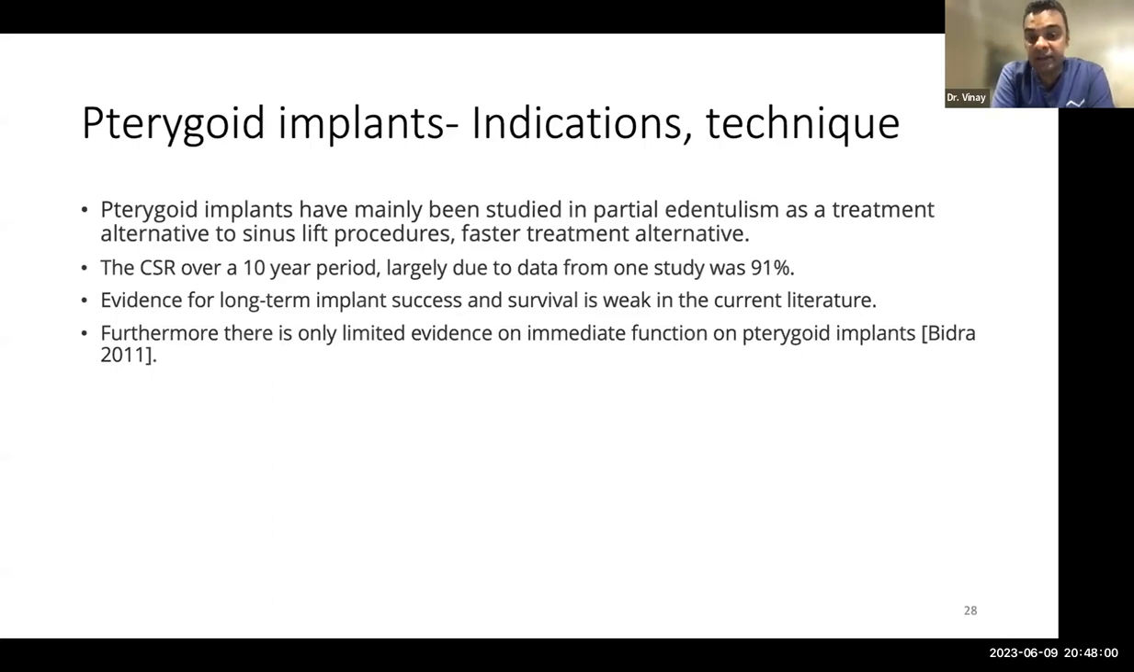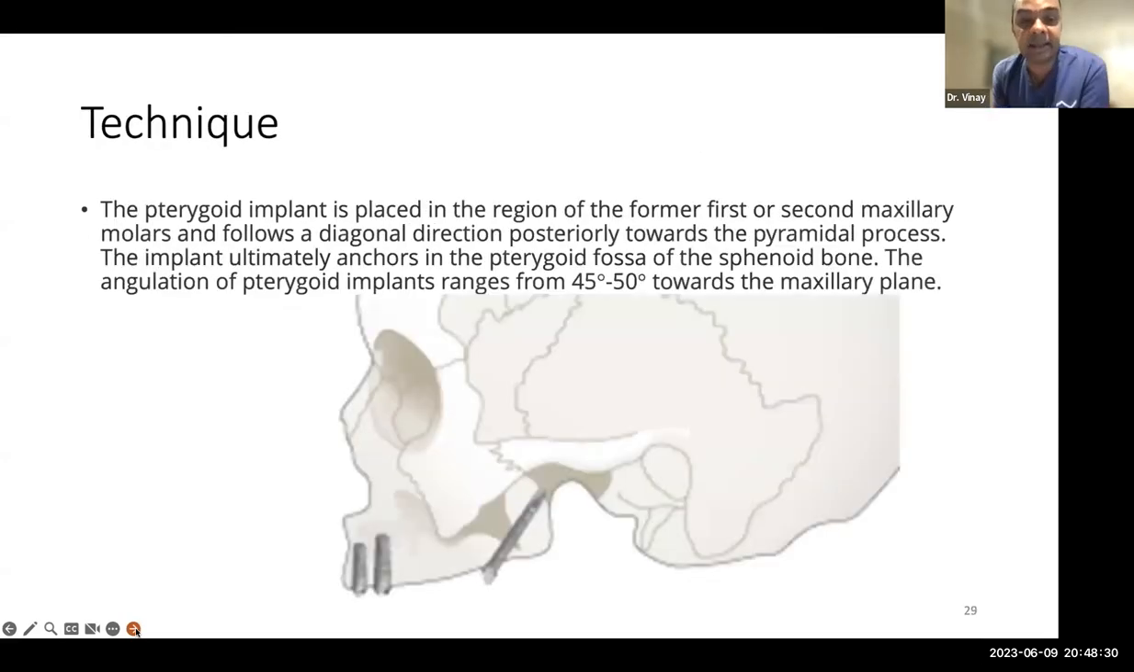Furthermore, there's only limited evidence on immediate function and pterygoid implants. And this is a nice article by Bidra, in 2011, I presume that he's an Indian who's gone and settled in the US. This paper is really nice, and I've kept this paper so that all of you can read it. I think most papers that talk on pterygoid implants quote this article, so definitely it's an important article. And there they say that there's limited evidence of the use, limited long-term reports except for one study.